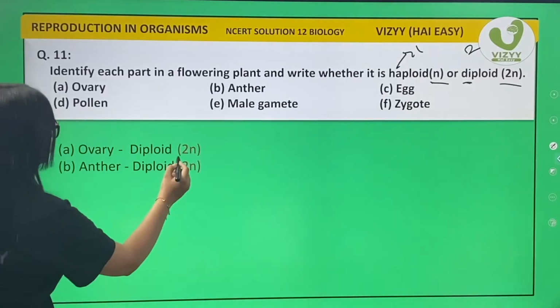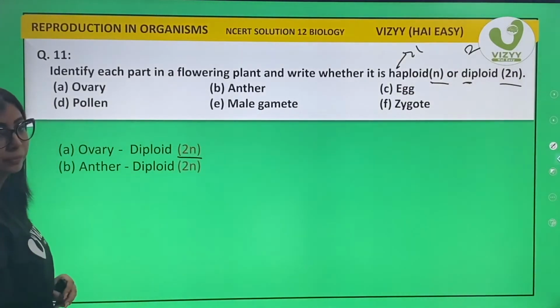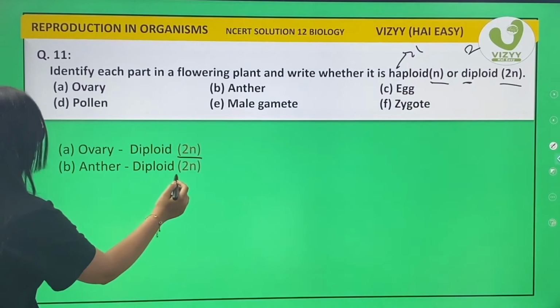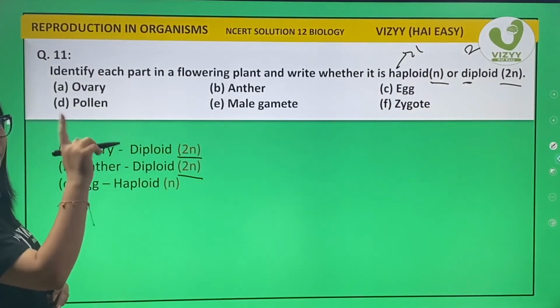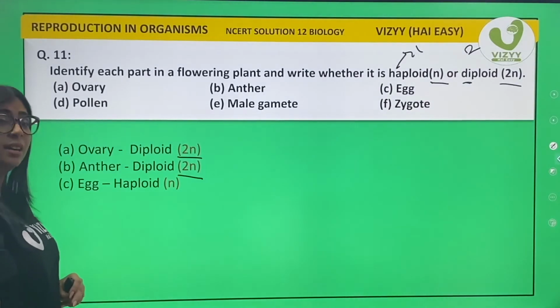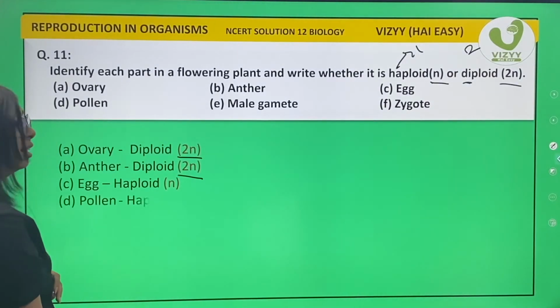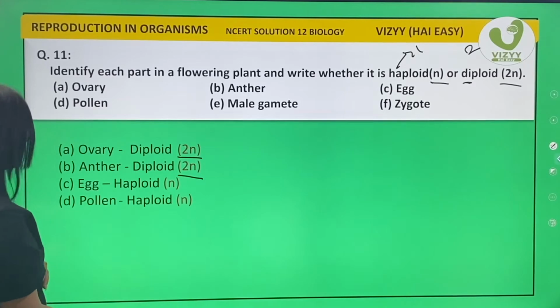Ovary has 2n. Anther is again diploid, 2n. Egg is what? Haploid. Why? Because it is a sex cell. It's a gamete.